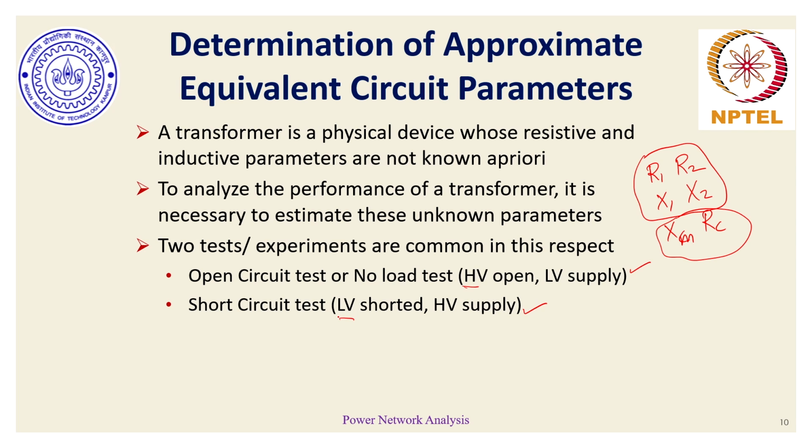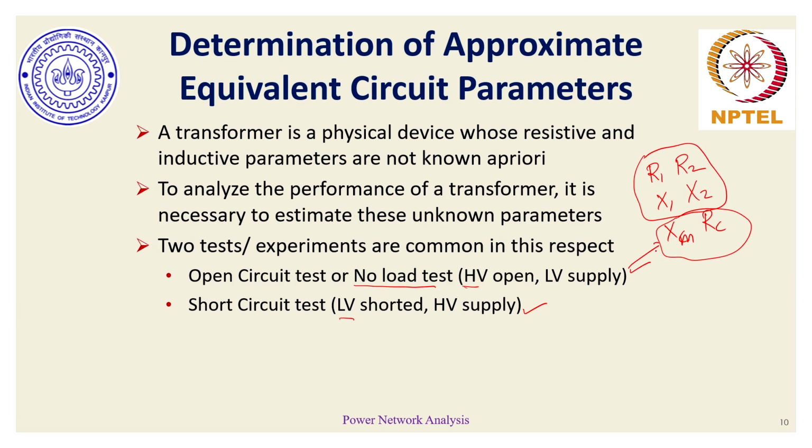Open circuit test or no load test essentially says that the transformer is unloaded, and we want to conduct certain tests by which we'll be able to find the corresponding parallel branch parameters. So the open circuit test helps in identifying the XM and RC values, whereas the short circuit test helps in figuring out the corresponding series branch elements.